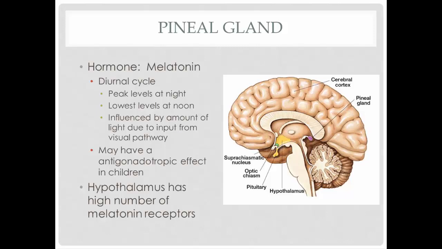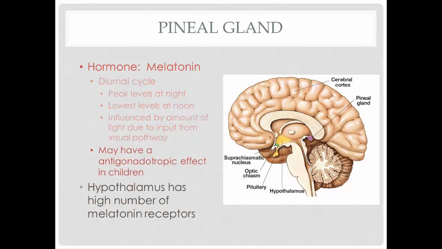Another gland of the endocrine system is the pineal gland. This produces the hormone melatonin. It's tied with our diurnal cycle. It peaks at night, it's lowest at noon, so it helps us fall asleep. It's influenced also by the amount of light due to its connection with the visual pathway, so you can screw with somebody's ability to fall asleep if you expose them to a great deal of light at night, and they simply will not produce melatonin, and therefore they can't fall asleep very easily.